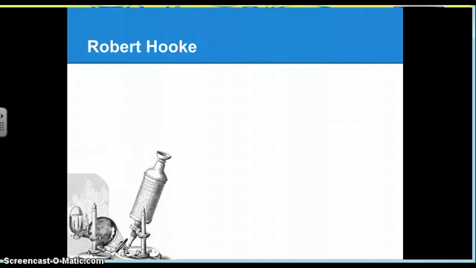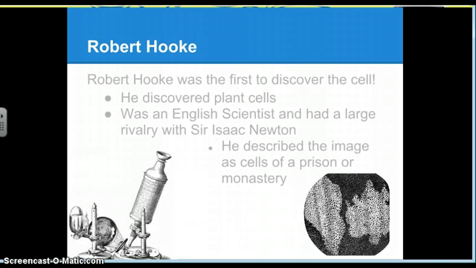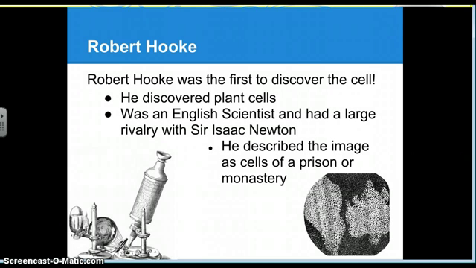Now we have our first scientist, who was Robert Hooke, and he was the first to discover the cell. He discovered plant cells. He was an English scientist, had a large rivalry with Sir Isaac Newton because Robert Hooke proclaimed that he had come up with Newton's theory of physics. He also described the cells of a quark as a prism or a monastery because there's different cells in each one.